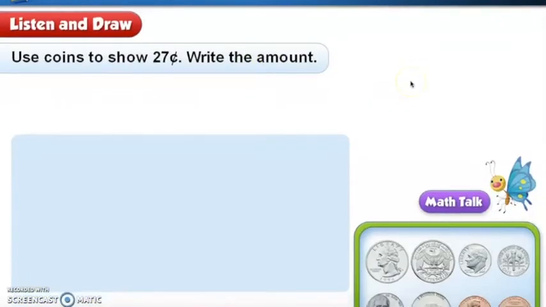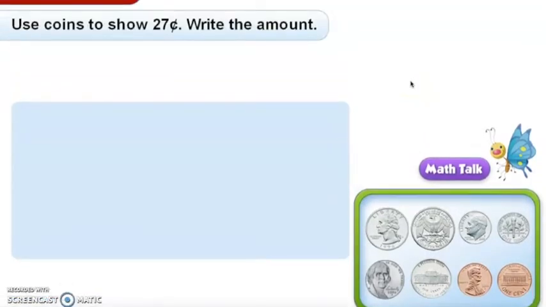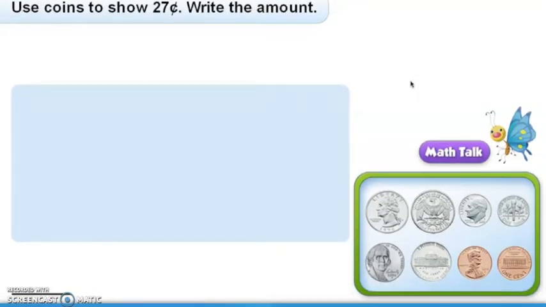It says use the coins to show 27 cents, write the amount. Okay, so we have all of our quarters, dimes, nickels, and pennies here, and we're trying to get 27 cents. Remember in the last video I told you, think about a way that would get you your total amount using the least amount of coins. I know that we have one coin that is 25 cents, which is only 2 cents less than what our total is. We're trying to get 27. And I know that coin is the quarter, right? A quarter is 25 cents. So using a quarter is going to help me use the least amount of coins possible.